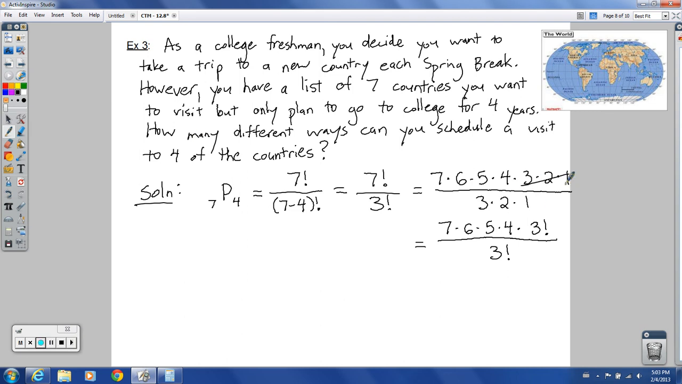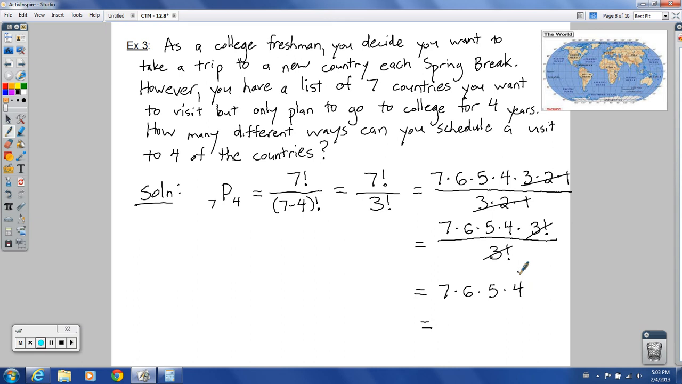3 times 2 times 1 cancels with 3 times 2 times 1. 3 factorial cancels with 3 factorial. So instead of writing the whole thing out, you can just write it like that and cancel it out like that. So what are you left with? You're left with 7 times 6 times 5 times 4.